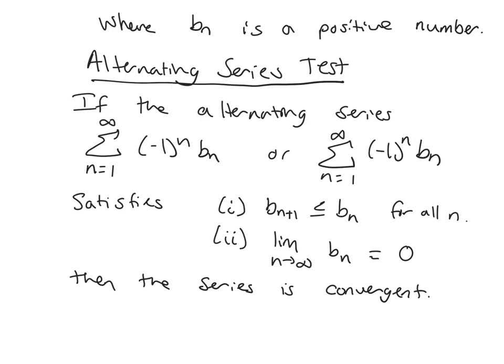So a couple things I want to mention. It's an alternating series test, so the only place you can use it is if your series is alternating. The second thing you probably want to notice is that the only conclusion is that a series converges. So you can't use the alternating series test to say that a series diverges, okay? The only conclusion is that it converges.